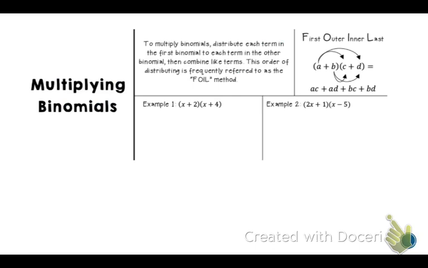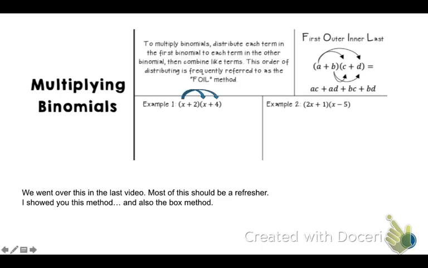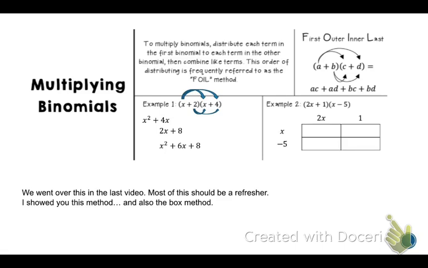Now, multiplying binomials. I know we did this last video. This is a lot of just review. So we're going to distribute first. So that's going to be x squared plus 4x plus 2x plus 8, which is x squared plus 6x plus 8. We're going to use the box here. So 2x plus 1, x minus 5. So that's 2x squared, x, negative 10x, negative 5. Pull that out, you get 2x squared minus 9x minus 5. Cool? I want you to do examples G through L. You should be able to do these.